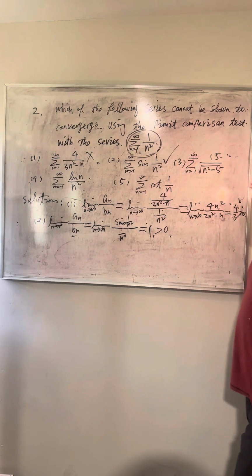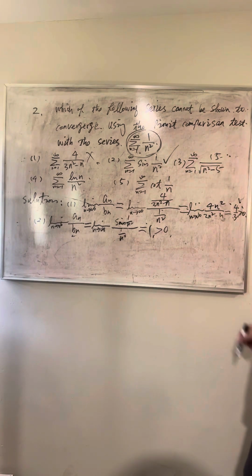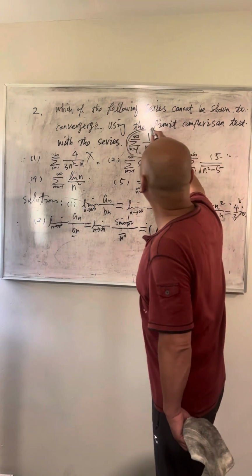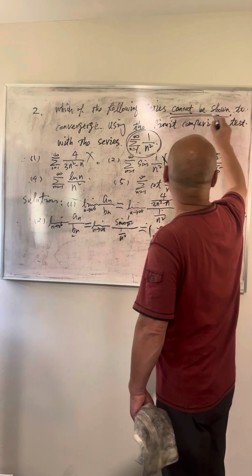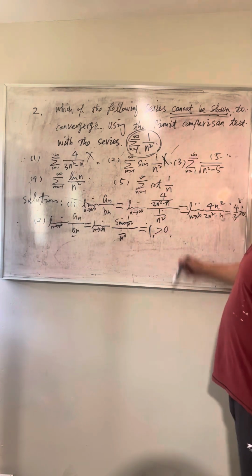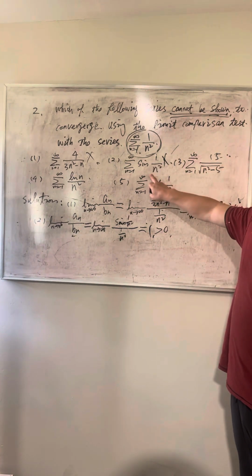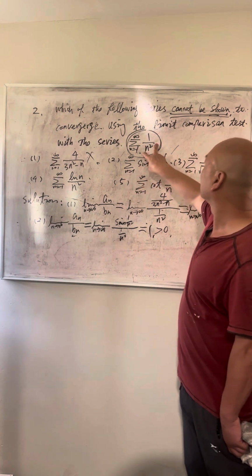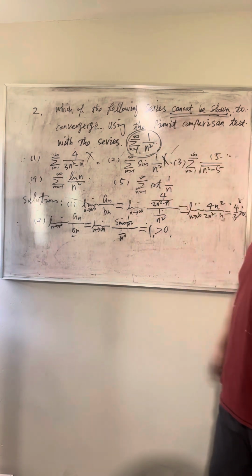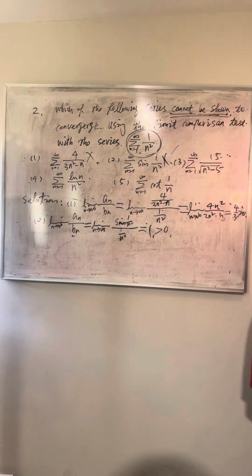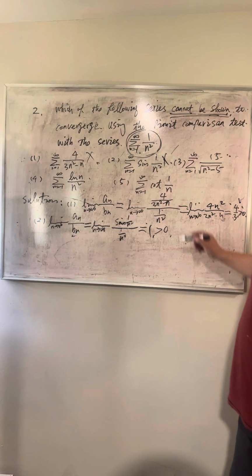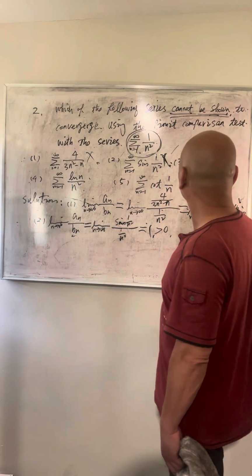We can show this one is convergent. The question is which one cannot be shown. We can show this convergent by this rule, so this is not the answer. Third.